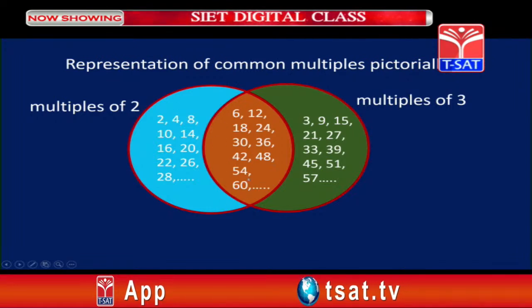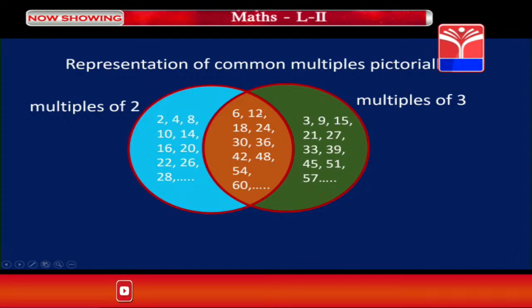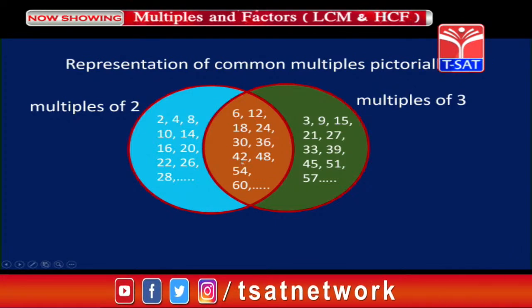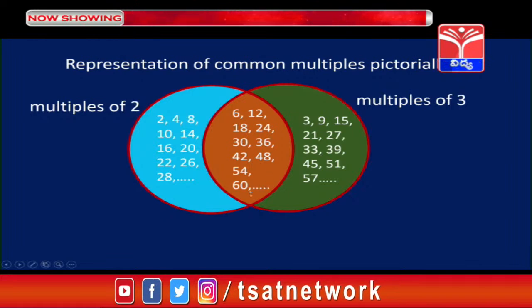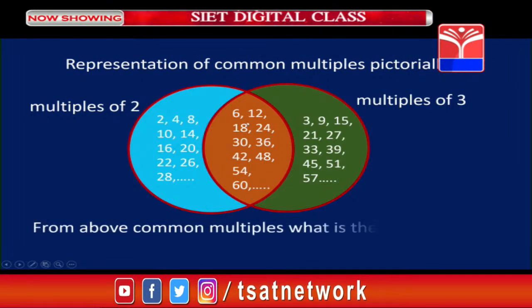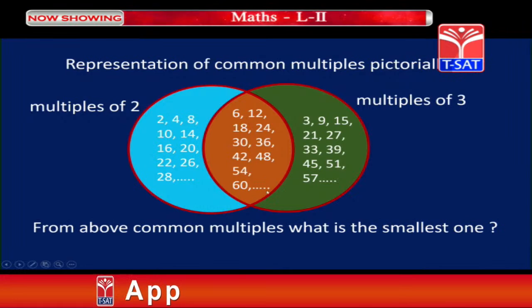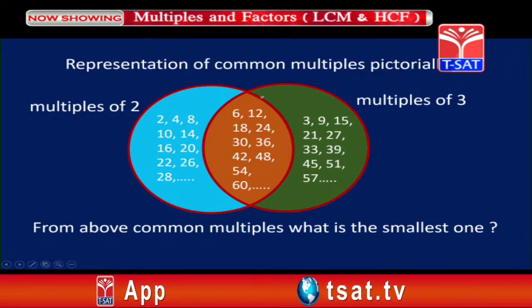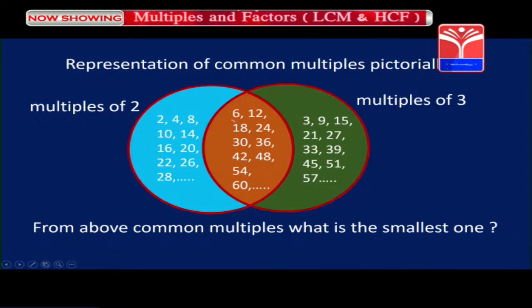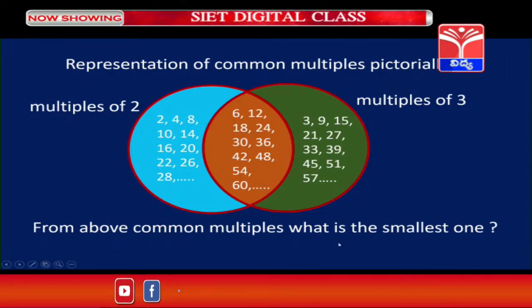Among all these, 6, 12, 18, 24, 30, these are increasing. What is the smallest common multiple among all these? From above common multiples, what is the least common multiple? Have you found it? For this question, write the answer in your notebook.